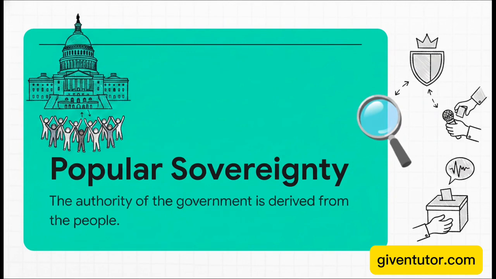So the crucial point is this major keyword: popular sovereignty. This is a massive, massive theme on the GED. It simply means that the government derives its power from the consent of the governed. Basically, the citizens have a voice, and the government only has authority because we, the people, allow it. When you see phrases like "we, the people" in the preamble, or honestly, even when you just go cast a vote in a local election, that is popular sovereignty in action.